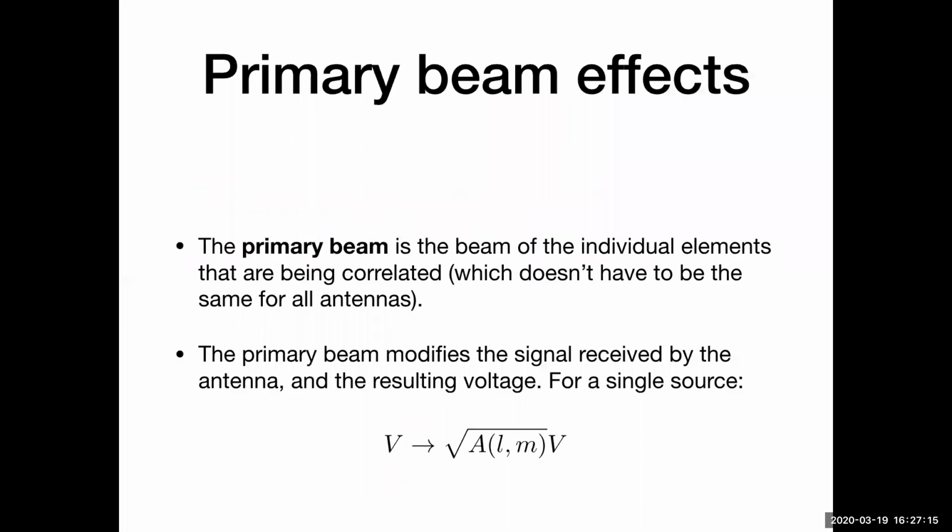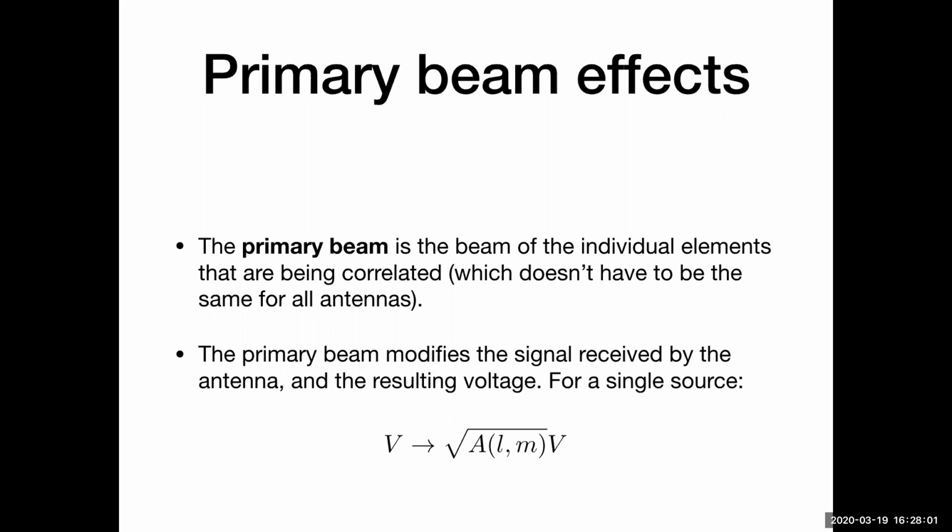So adding another layer of complexity is primary beam effects. Primary beam in this context is the beam of all the individual antennas or elements that you're correlating together. So if it's the VLA, that's the beam of a single dish. If it's something like LOFAR, it's the phased array because they phase up some number of antennas into a single station and then correlate stations to each other. Whatever the beam is of the thing that you're correlating is what we call the primary beam.